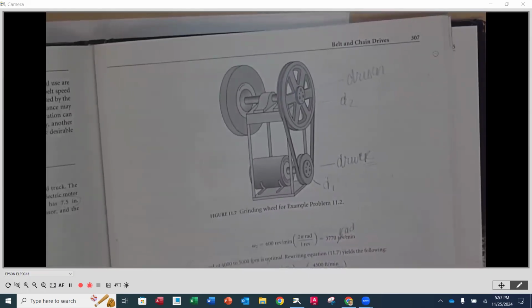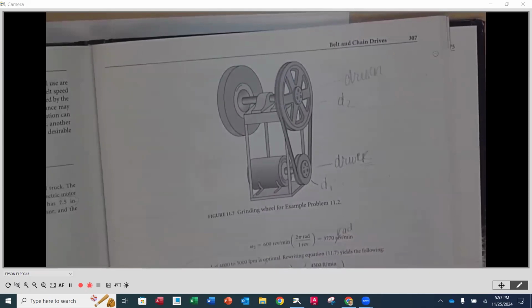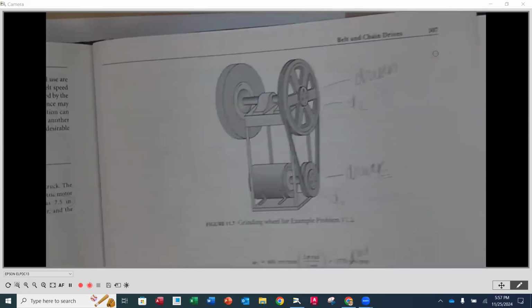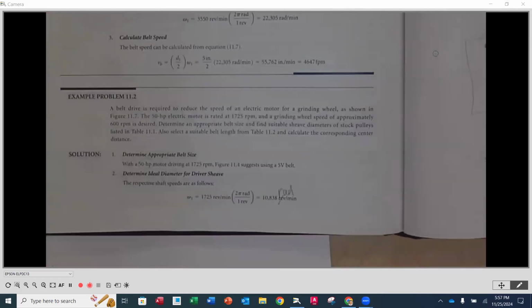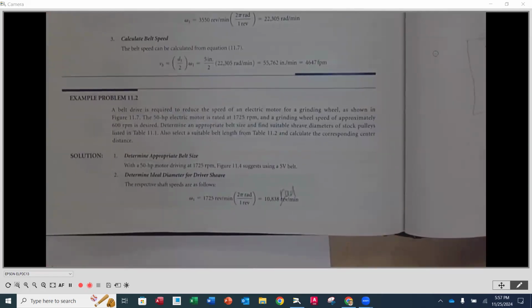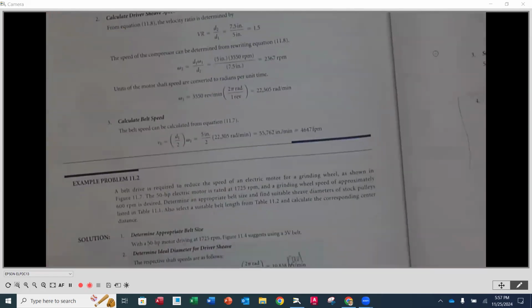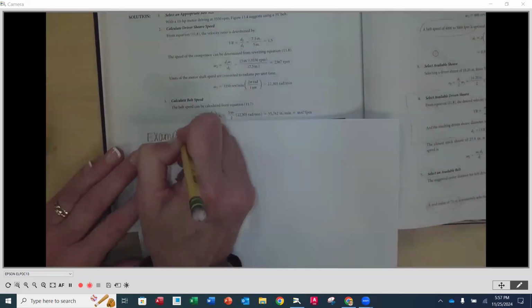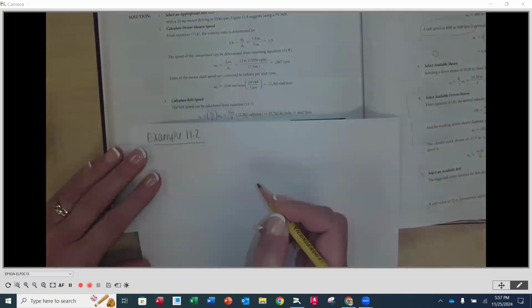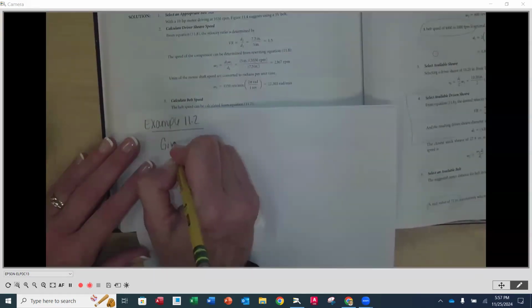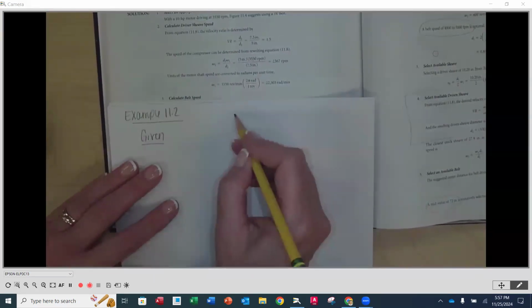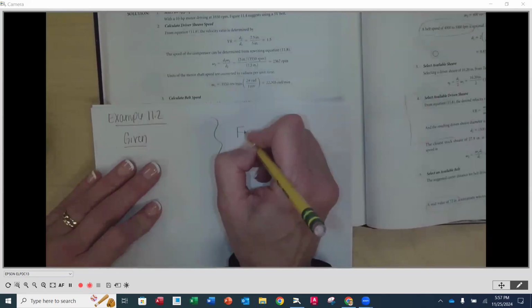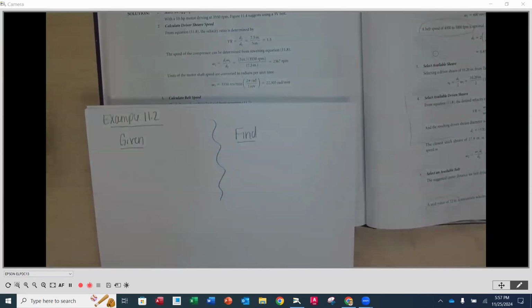So what I want you to do is take that statement and identify the elements that are given and the elements that we are going to try to find. So take a minute. This is example 11.2, and I want you to list the things that are given and then list the things that we need to find, from what we have here.